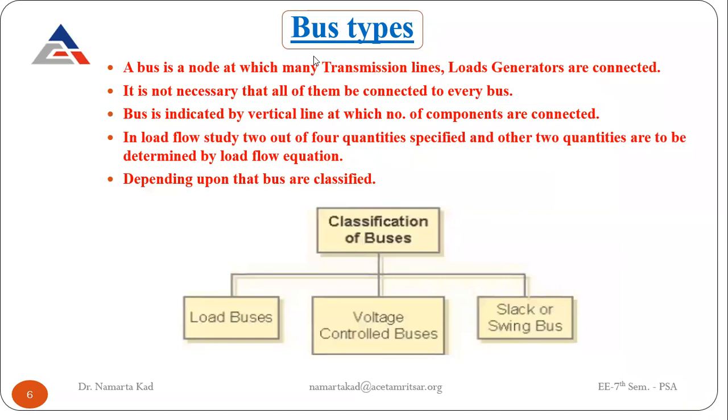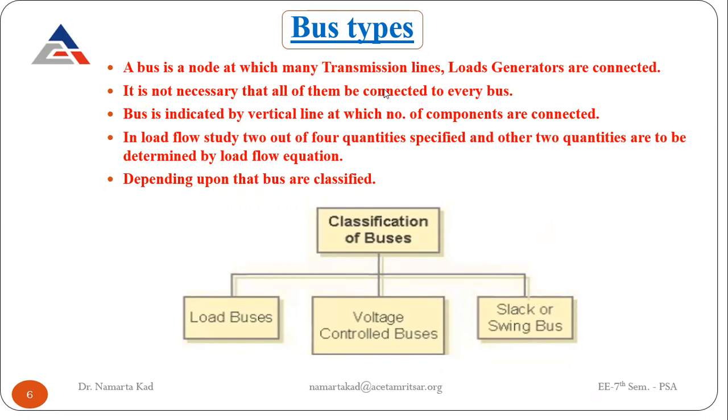Now, very important, that is the different types of buses. Okay, now what is a bus? A bus is a node at which many transmission lines, loads, generators are connected. On any single bus, the transmission lines, generators, loads, or any other equipment may be connected. It is not necessary that all of them be connected to every bus. So it is not necessary that each bus contain all these things.